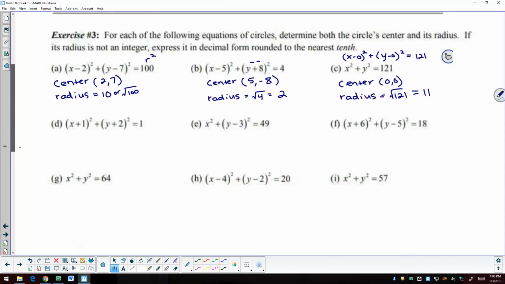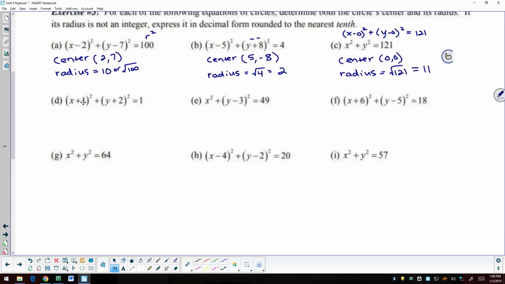The next one, I'm just going to go through these a little quicker. The center would be at -1, -2. The radius would be the square root of 1, which is 1. The center here would be 0, +3. The radius would be the square root of 49, which is 7. The center here would be at -6, +5. The radius would be the square root of 18, which is not a nice number. It's not perfect, so just leave it as radical 18.